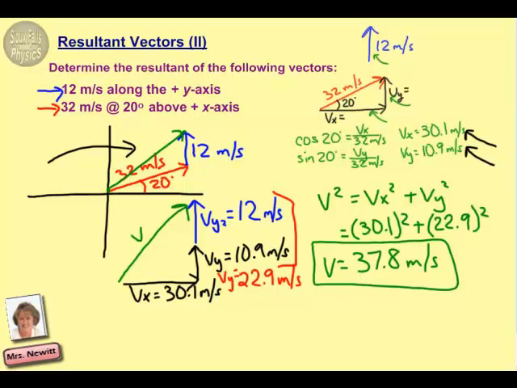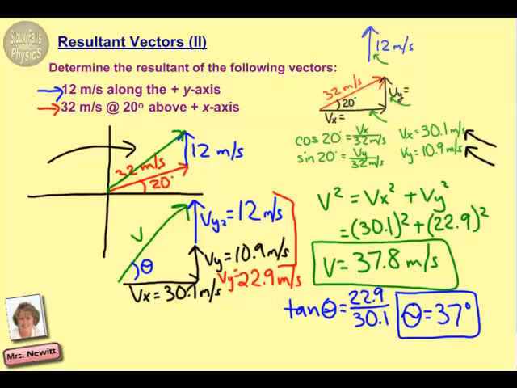Now, one thing to keep in mind is that unfortunately we are not quite done here, because we also need to include the angle. Anytime you're dealing with a vector, your answer is not complete without an angle. And in this case, probably the easiest is to go back to tangent. Tangent is equal to opposite over adjacent. Our opposite side was 22.9. Our adjacent side is 30.1. And solving for the angle, we get an answer of 37 degrees, and that is above the positive x-axis.